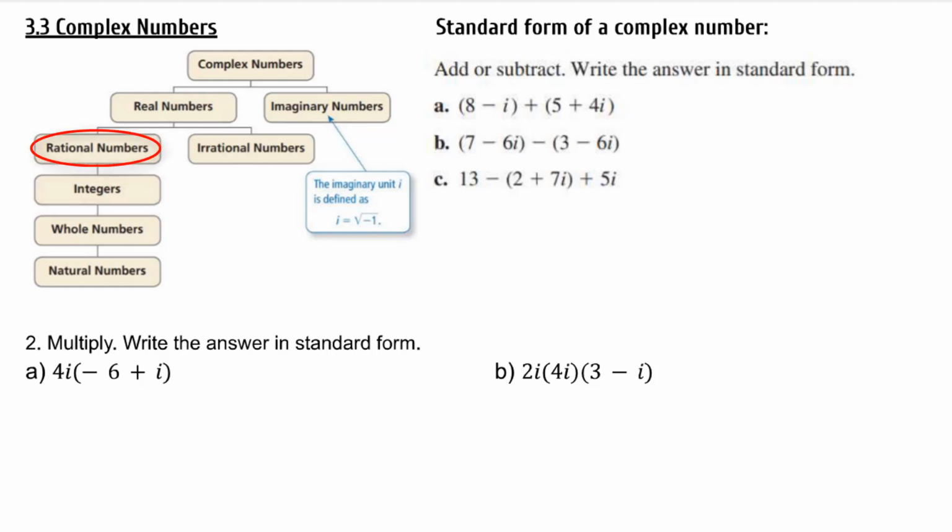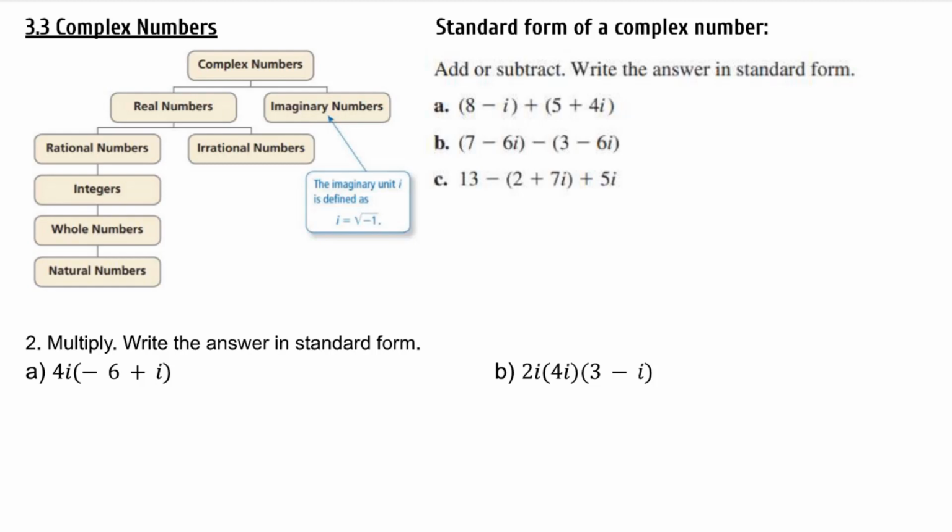Then you have rational numbers, numbers that can be written as a ratio, like 0.3 repeating, or 1/3. And irrational numbers, like root 2, which is a non-repeating, never-ending decimal, or pi. All of these are real numbers, and real numbers are under the umbrella of complex numbers. Complex numbers also include imaginary numbers, numbers with i.